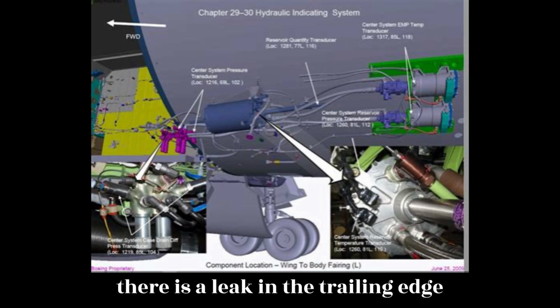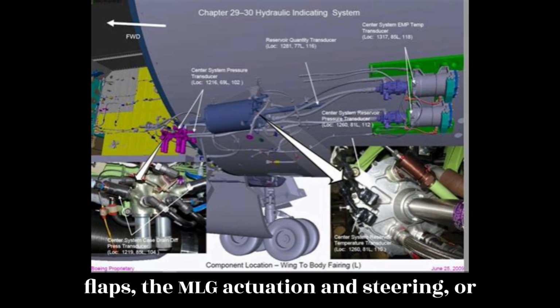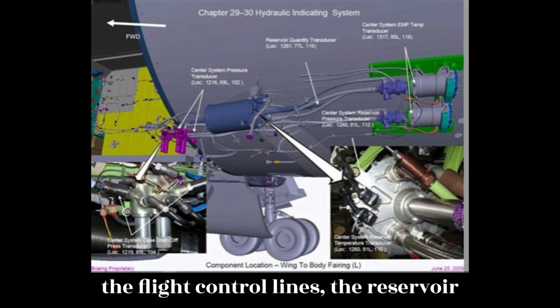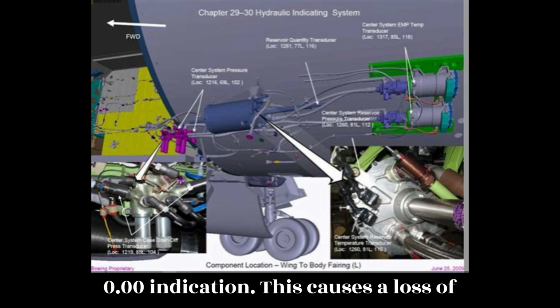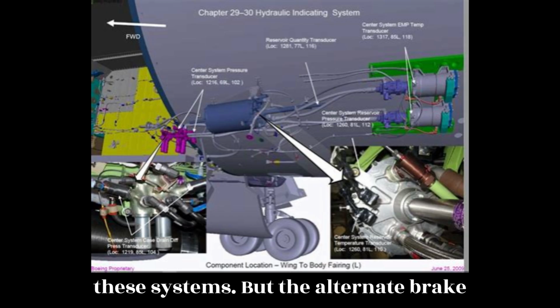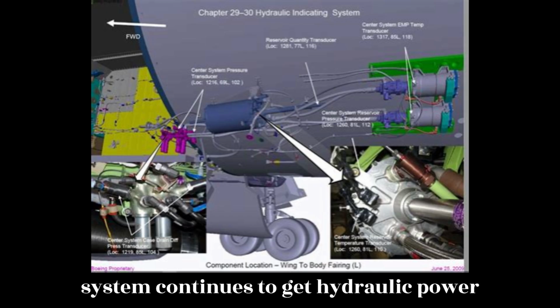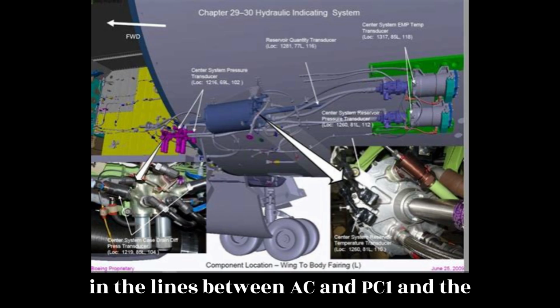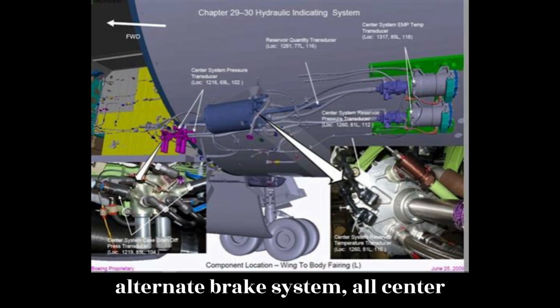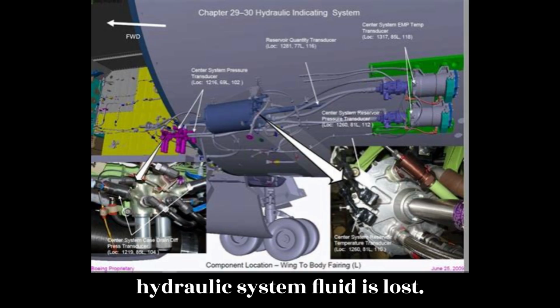If there is a leak in the trailing edge flaps, the MLG actuation and steering, or the flight control lines, the reservoir loses fluid down to the standpipe level, 0.00 indication. This causes a loss of these systems, but the alternate brake system continues to get hydraulic power from ACMP C1. If there is a leak in the lines between ACMP C1 and the alternate brake system, all center hydraulic system fluid is lost.